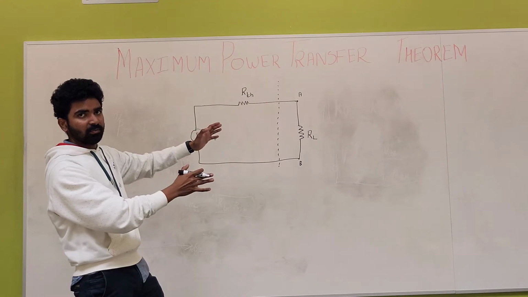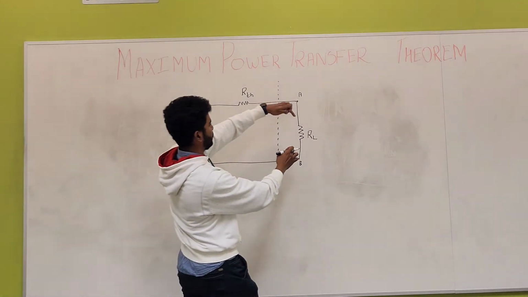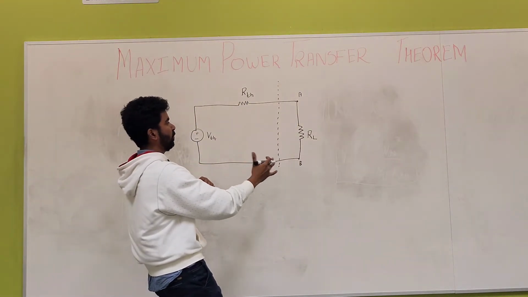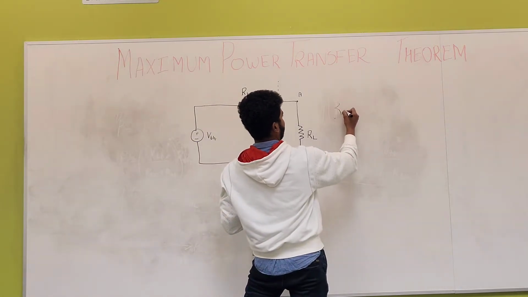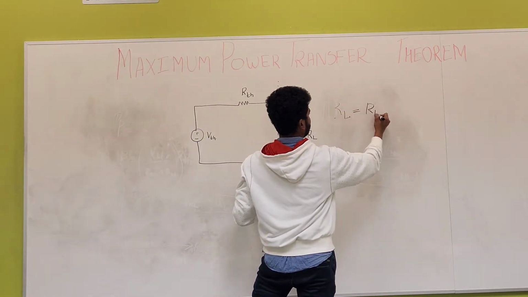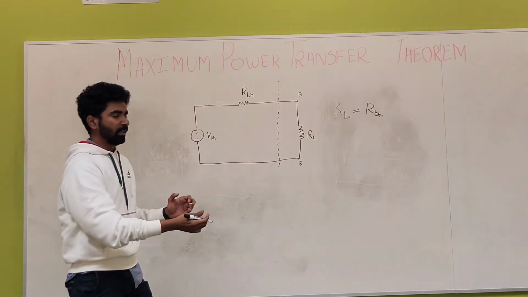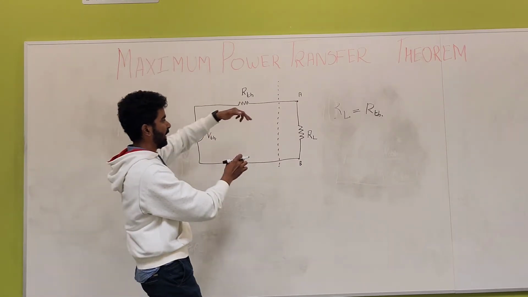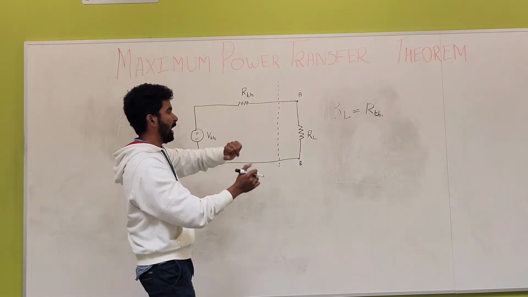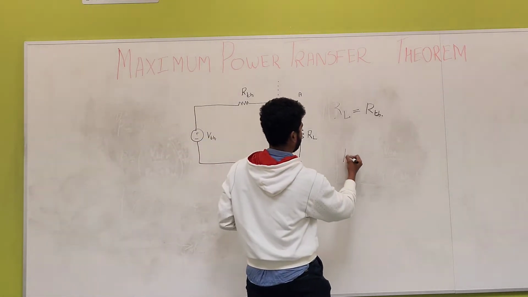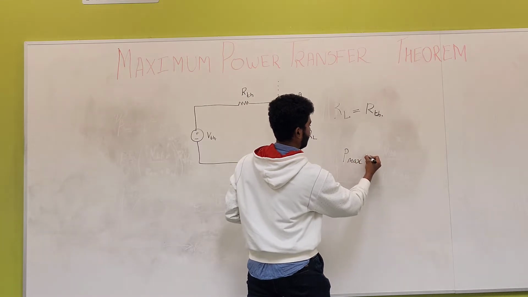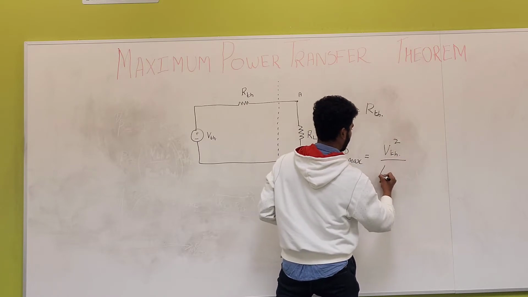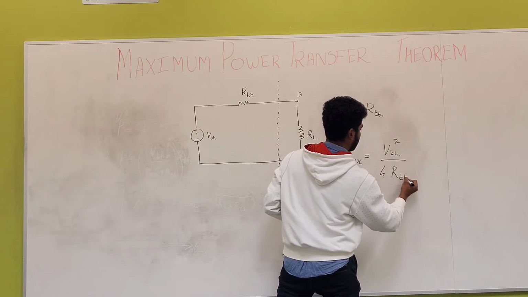So the maximum power transfer theorem says that across the load RL, the power is maximum when RL is equal to RTH. The load resistance, when it's equal to the Thevenin resistance, gives the maximum power across the load. It is calculated by P max is equal to V Thevenin the whole square upon 4 R Thevenin.